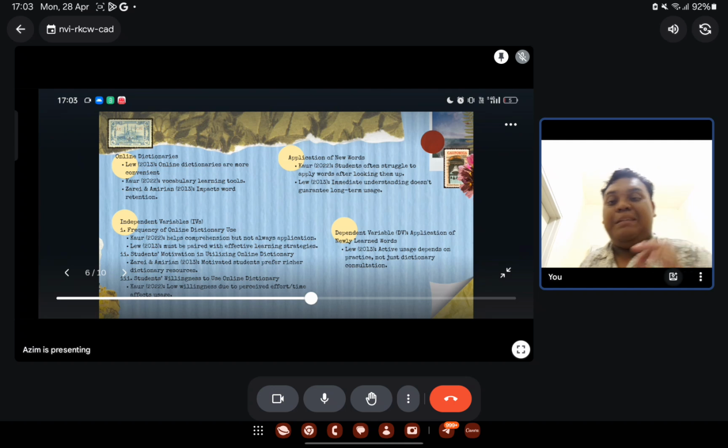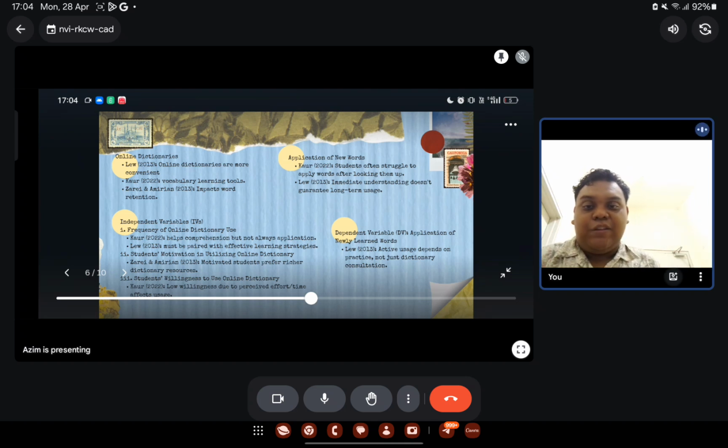Kao 2002 mentions that online dictionaries are not simply dictionaries, but also search engines. And then we have application of new words, which is directly involved with my independent variable. Account to the grade mentions that students often struggle to apply new words after looking them up, according to the research, because they were researching Saudi Arabian students, so they would know. Sorry, they want to know how this applies to them.